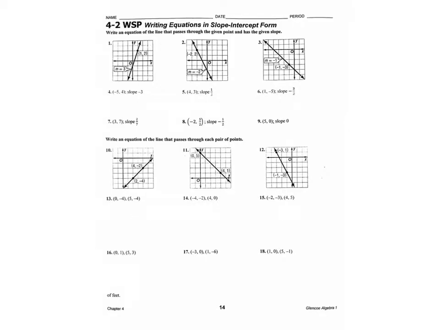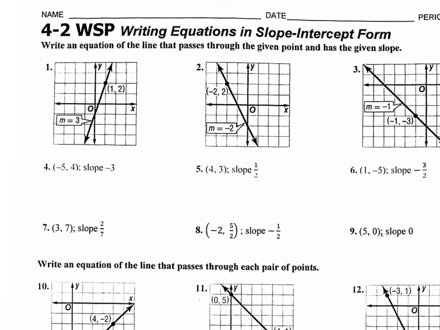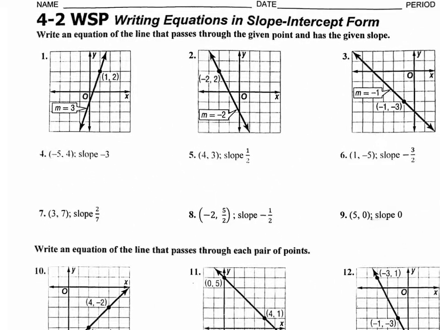We've already done section 4.3, and we know all three forms. We know standard form, we know point slope form, we know slope intercept form. So we're going to go back to section 4.2. Back then, you only knew y equals mx plus b. They want you to write an equation that passes through the given point and has a given slope, and they want you to write it in y equals mx plus b. If you check the answer in the back, the answers are in y equals mx plus b form.